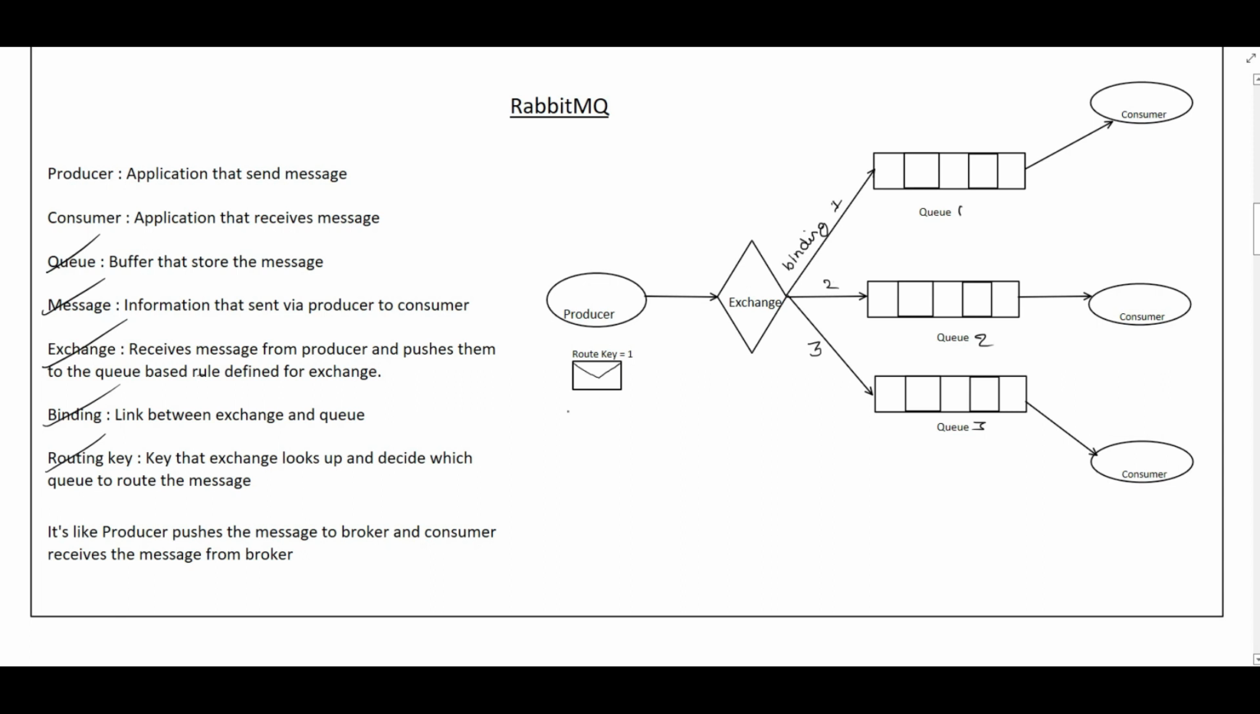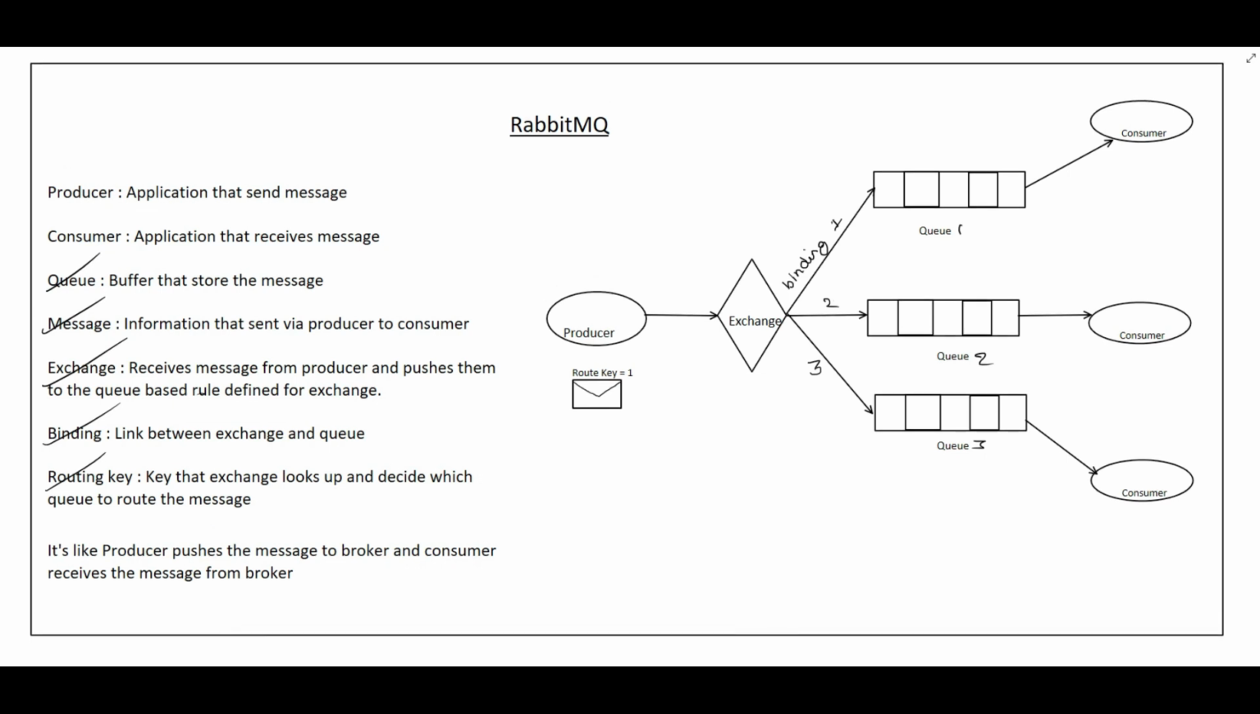So now let's see one flow of how the producer pushes the message to the broker, and how the consumer will receive the message from the broker. And the broker here is nothing but RabbitMQ. So let's check one flow. So suppose the producer produces one message having a routing key 1, then when the exchange is connected to the queue there will be a binding, and binding is nothing but the link between the exchange and the queue, and there will be a binding key defined for each queue connected to the exchange. So I have defined here the binding key 1 for the first queue, 2 for the second queue, 3 for the third queue.